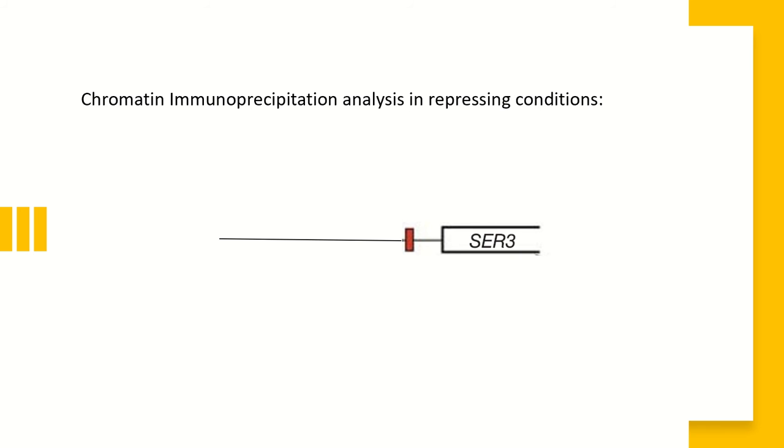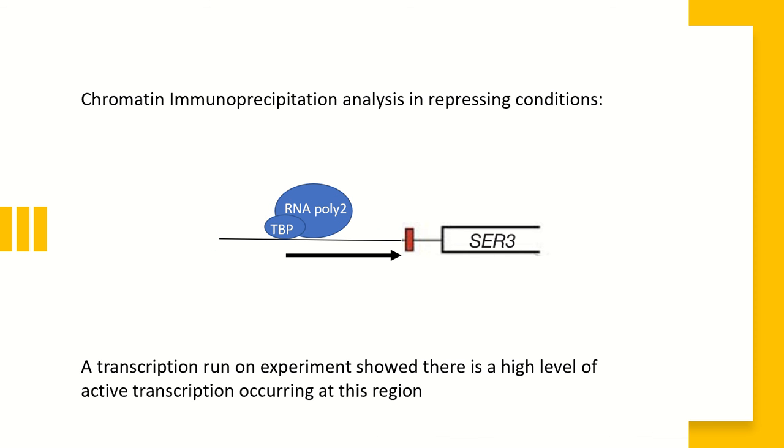They performed chromatin immunoprecipitation, or ChIP analysis, on the CR3 gene and its surrounding areas. And what they found was when the CR3 gene is repressed, the DNA sequence upstream of it is associated with factors involved with active transcription, such as TATA binding protein and RNA polymerase II. Transcription run-on analysis also showed that there's a high level of active transcription that occurs in this region.